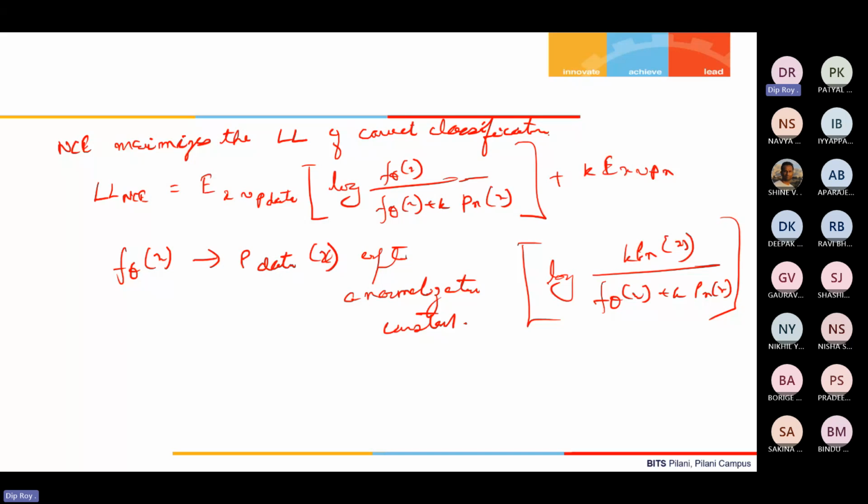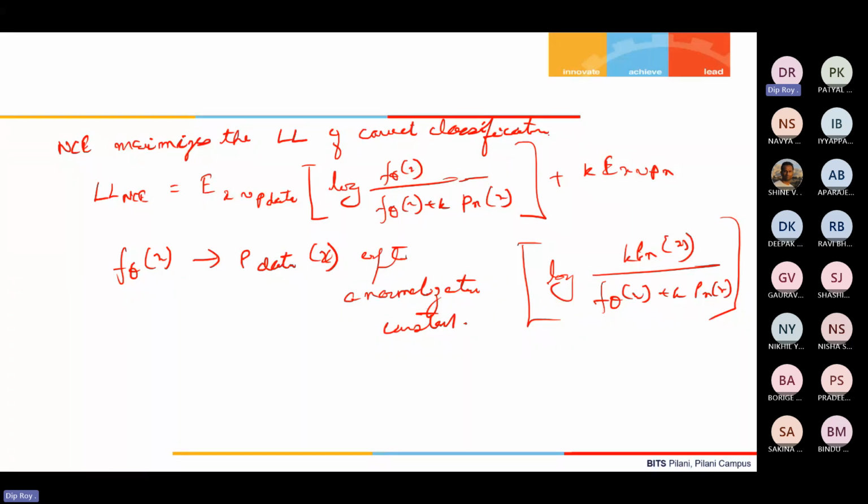The only problem of this particular method is that you need a good noise distribution. If your noise distribution is far off from your true distribution, then you lose the signal, because ultimately it's a logistic regression curve. And if you are at the tail, the bottom of the logistic regression curve, you will not get any gradient and signals.